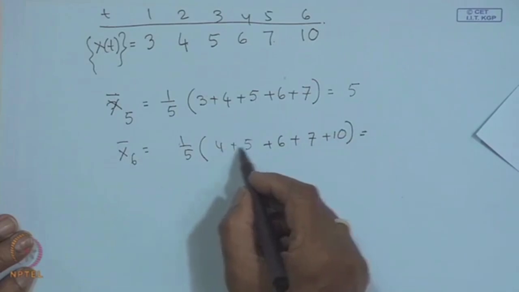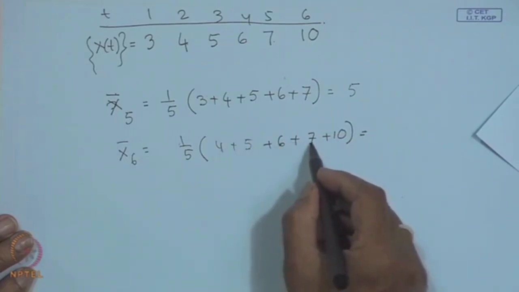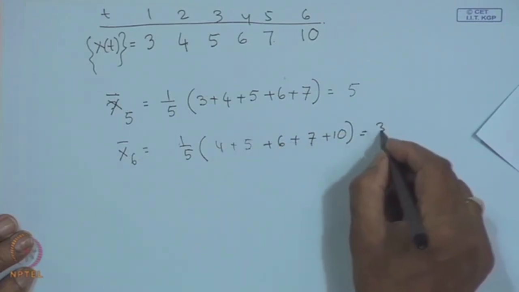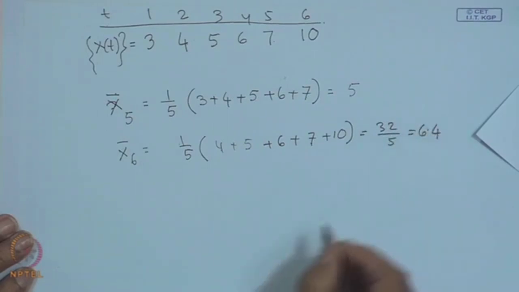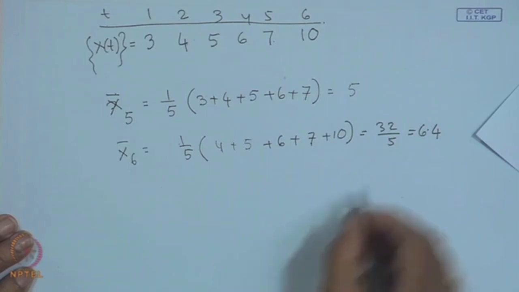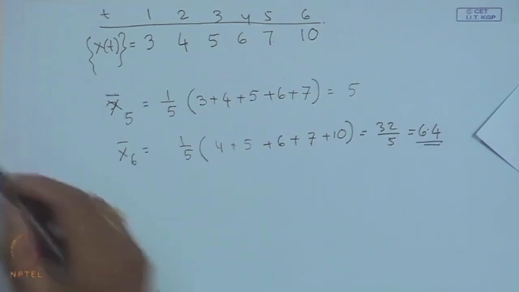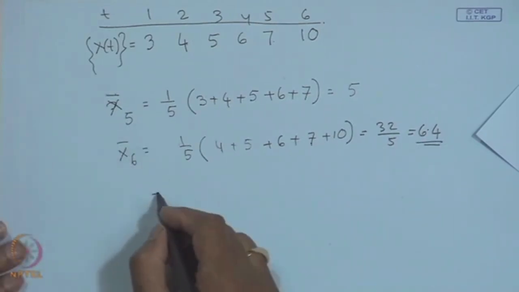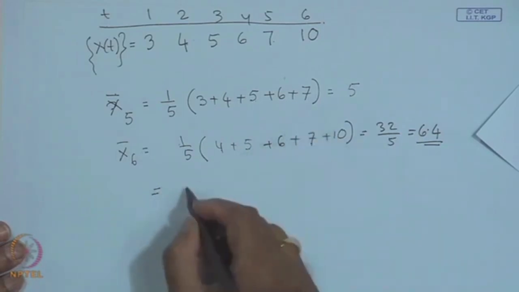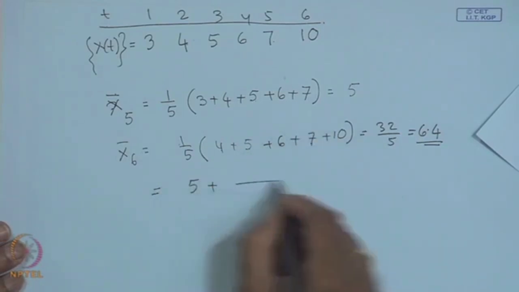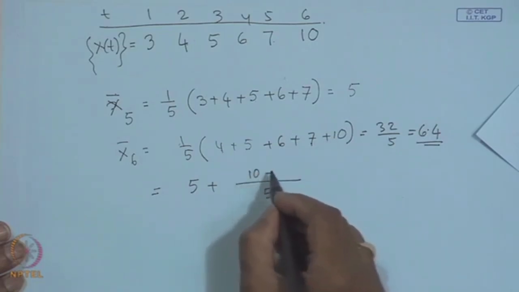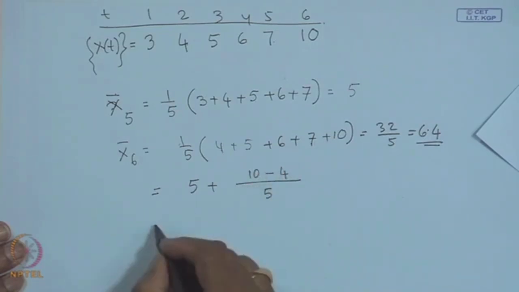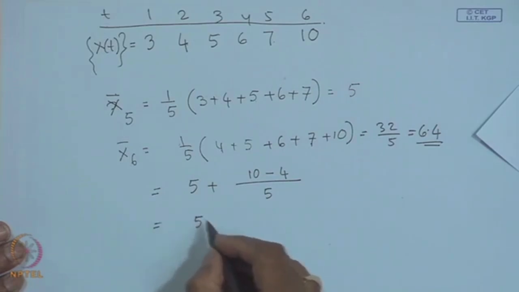Which is equal to 32 by 5, 6.4. That is what? That is incidentally equal to the last average, which is 5 plus what has been added is 10 and what is subtracted was 4. Let us see whether it is coming that way.